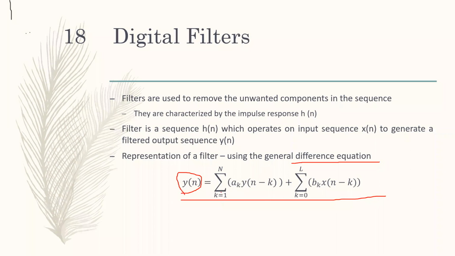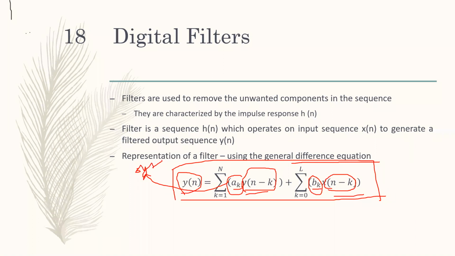So the general equation comes in this form, wherein the output sequence y of n is dependent on some coefficients ak and bk. Y of n minus k implies that it is the previous output, and x of n minus k represents the previous input. So depending on the coefficient values ak and bk, they will define your entire system.